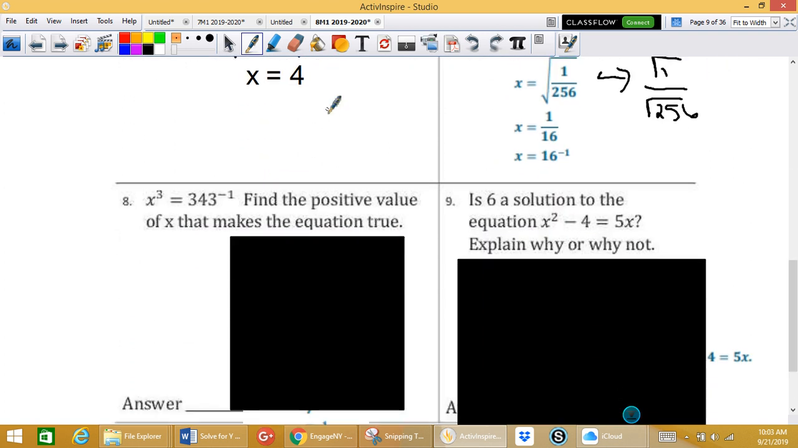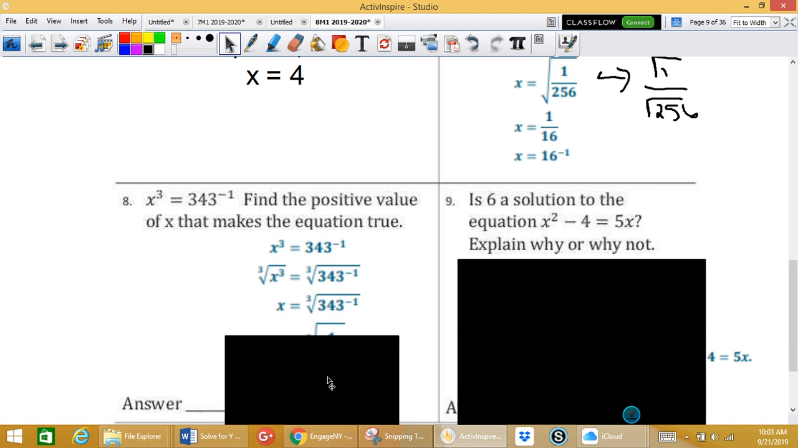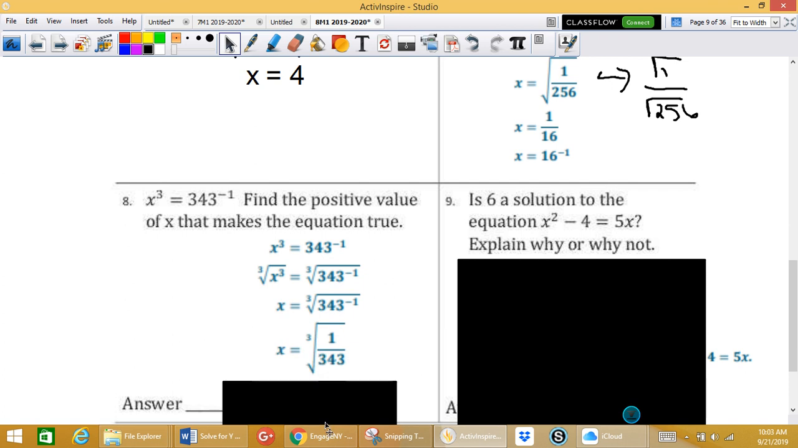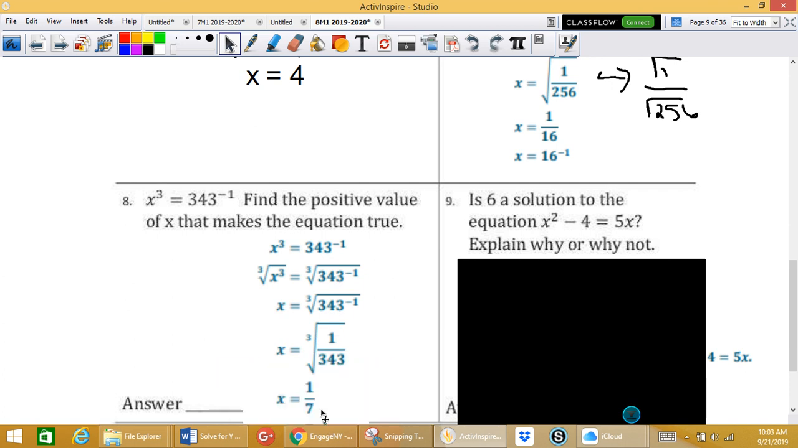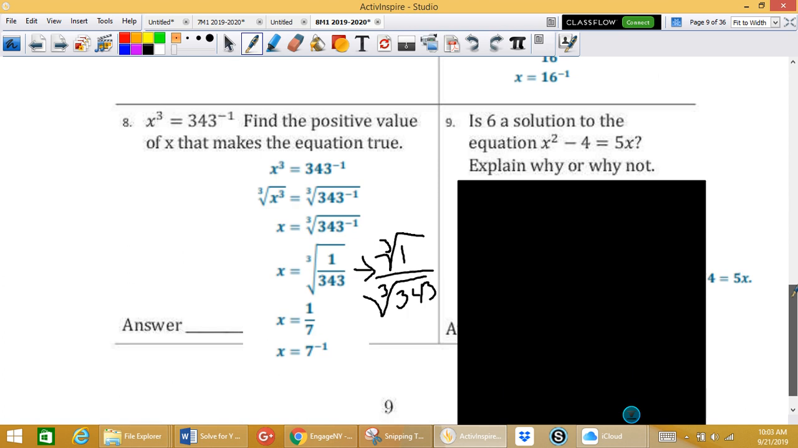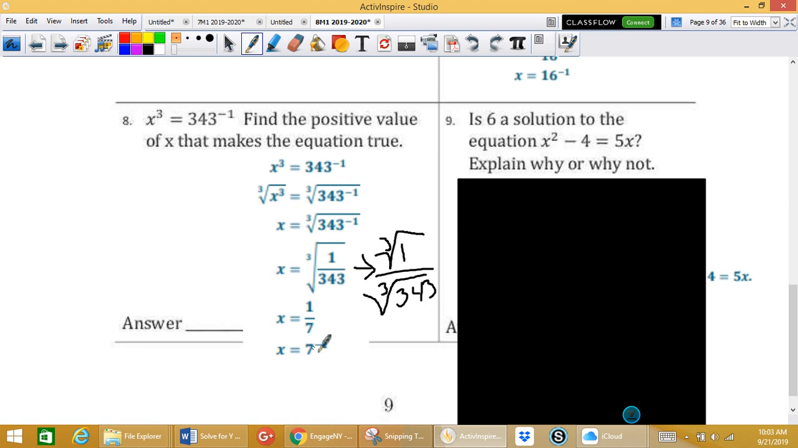So now we need to find the cube root of 1 over 343. So you have the cube root of 1 over 343, which means you're going to have the cube root of 1 over the cube root of 343. So that's how you get 1 over 7, which then can go back to x equals 7 to the negative first.